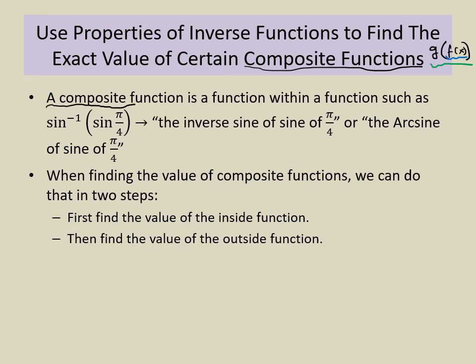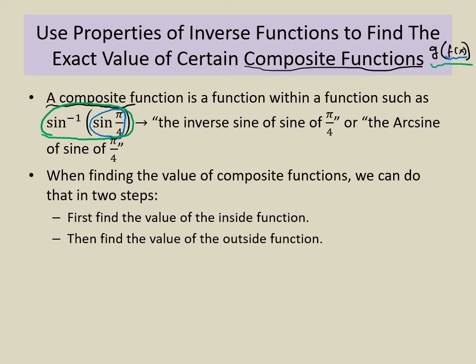There's an inside function, which is sine of pi over 4, and then there is the outside function, which is the inverse sine of that value. So it is a function within a function. We read that as the inverse sine of sine of pi over 4, or the arcsine. Remember, another word for inverse sine is arcsine. So how do we do this?